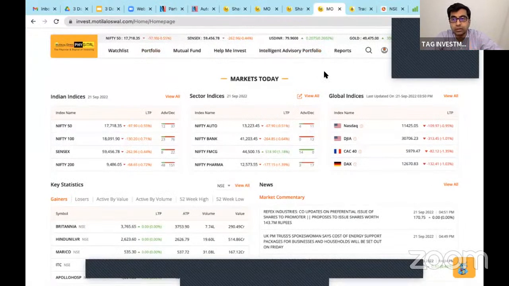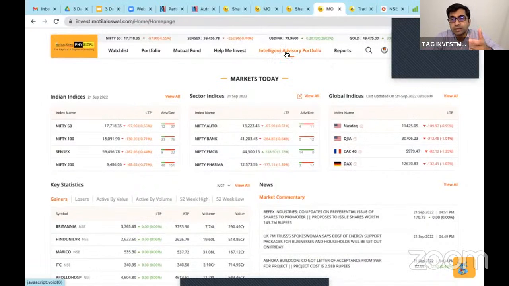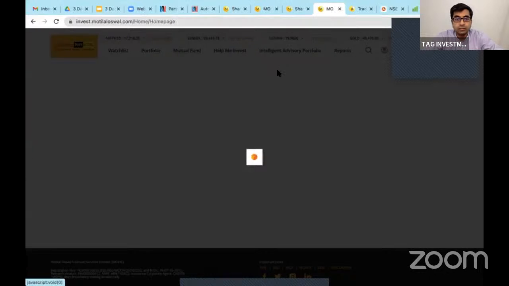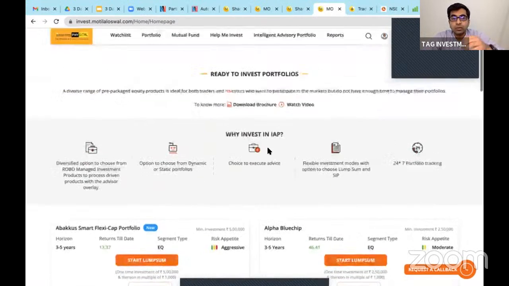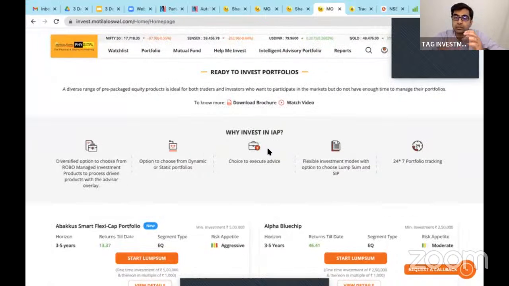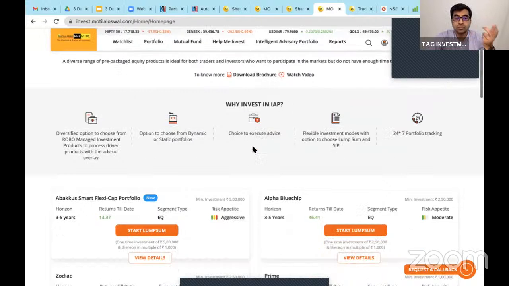So this is a login of a Motilal Oswal account. So there's something called Intelligent Advisory Portfolio. You click here, and then this is a live platform, by the way. So model funds, how they work is they are pre-packaged equity products. So a basket of stocks which are managed by somebody called a registered investment advisor. They manage the portfolio on your behalf. You simply need to stay invested for a period of number of years based on a risk profile.